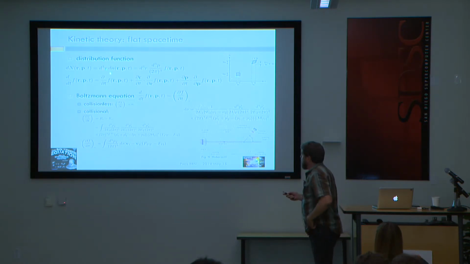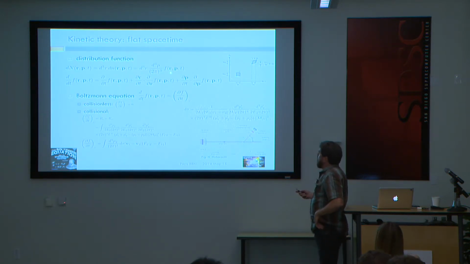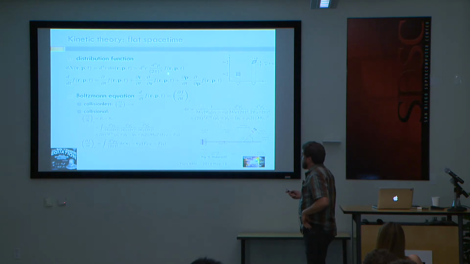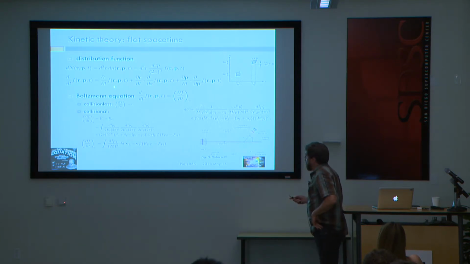We postulate the existence, or usefulness, I guess, of the distribution function, which just gives the number density of particles per unit phase space. If you take the stream derivative, basically you're imagining yourself following along with an element of the fluid, so there'll be derivatives with respect to position and momentum. The Boltzmann equation relates the stream derivative to the number of collisions.